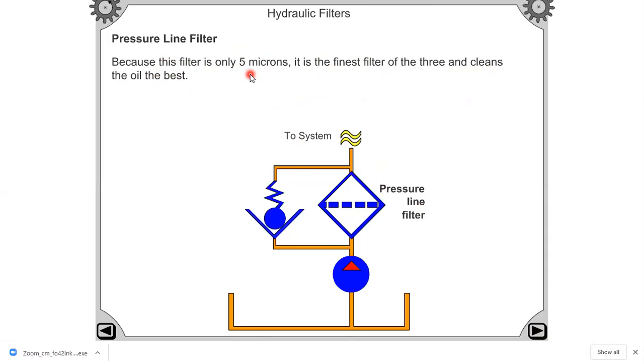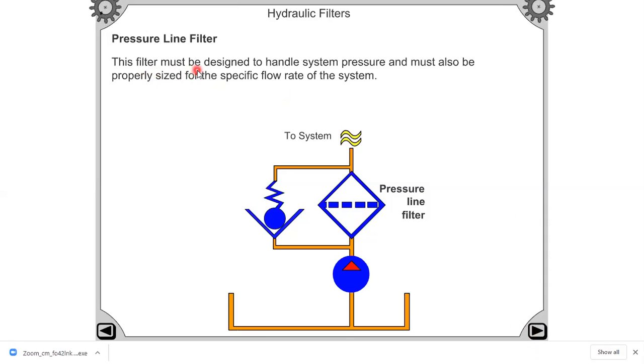So 5 microns means what? Any contaminant whose size is above 5 microns will be trapped in this pressure line filter. So this is the finest filter we are using out of the three.